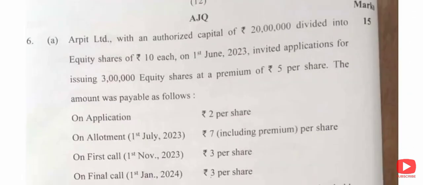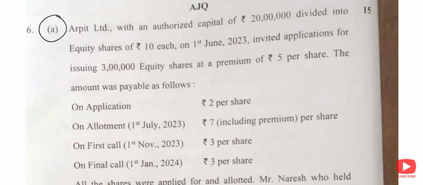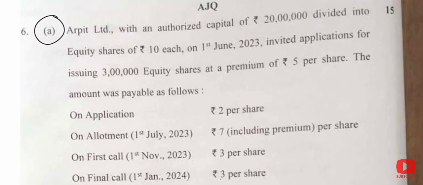Okay, guys, let's go further. 6A, sir. Let's see what's happening in the last question. Company accounts. Arpit Limited with an authorized capital of 20 lakh divided into equity shares of 10 each. So basically, they have 2 lakh shares.